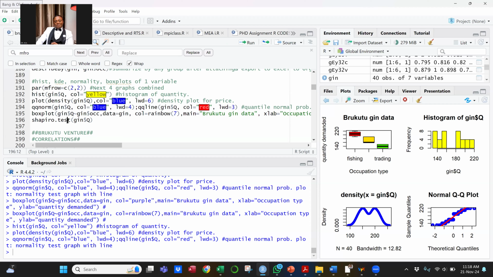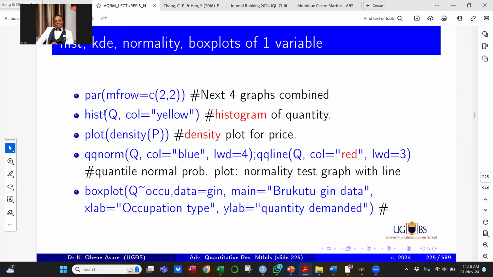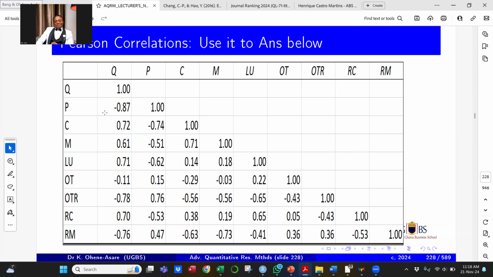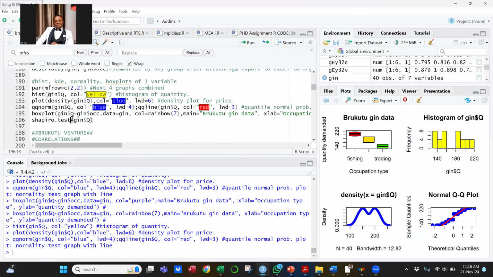You can also test the normality of the data. You can test whether quantity demanded of gin bitters is normally distributed. And we did that in the empty class, so I know you know. So you can test for that.